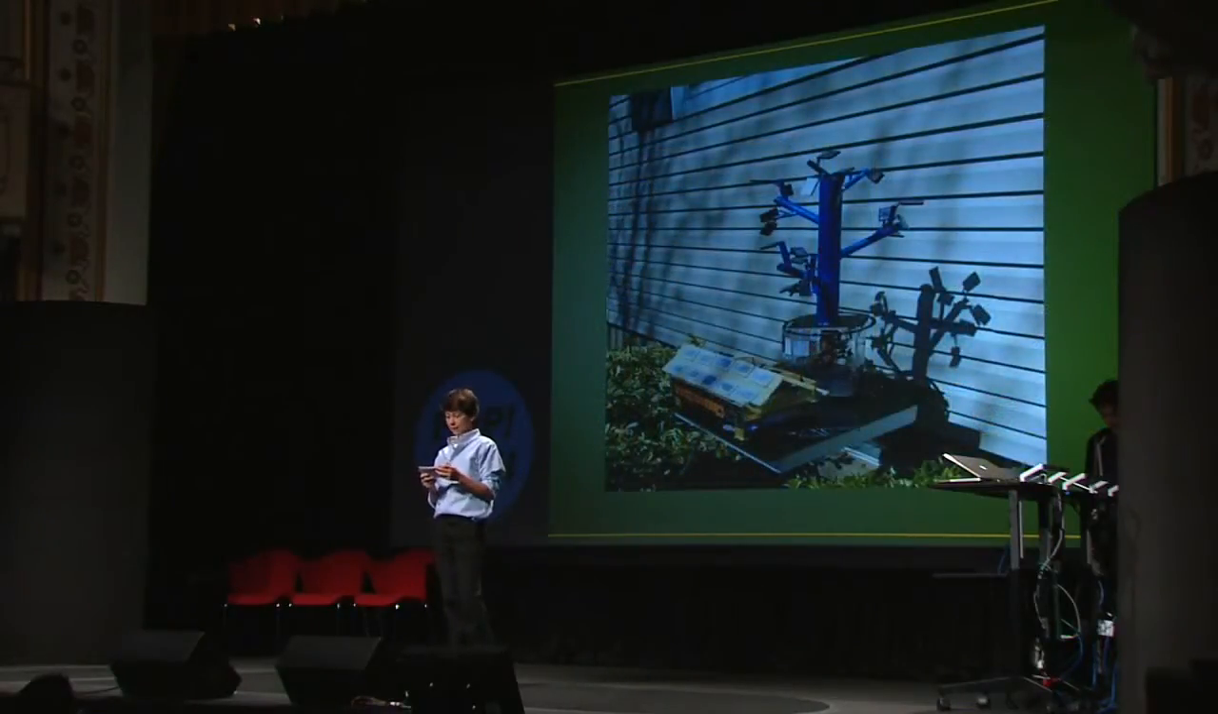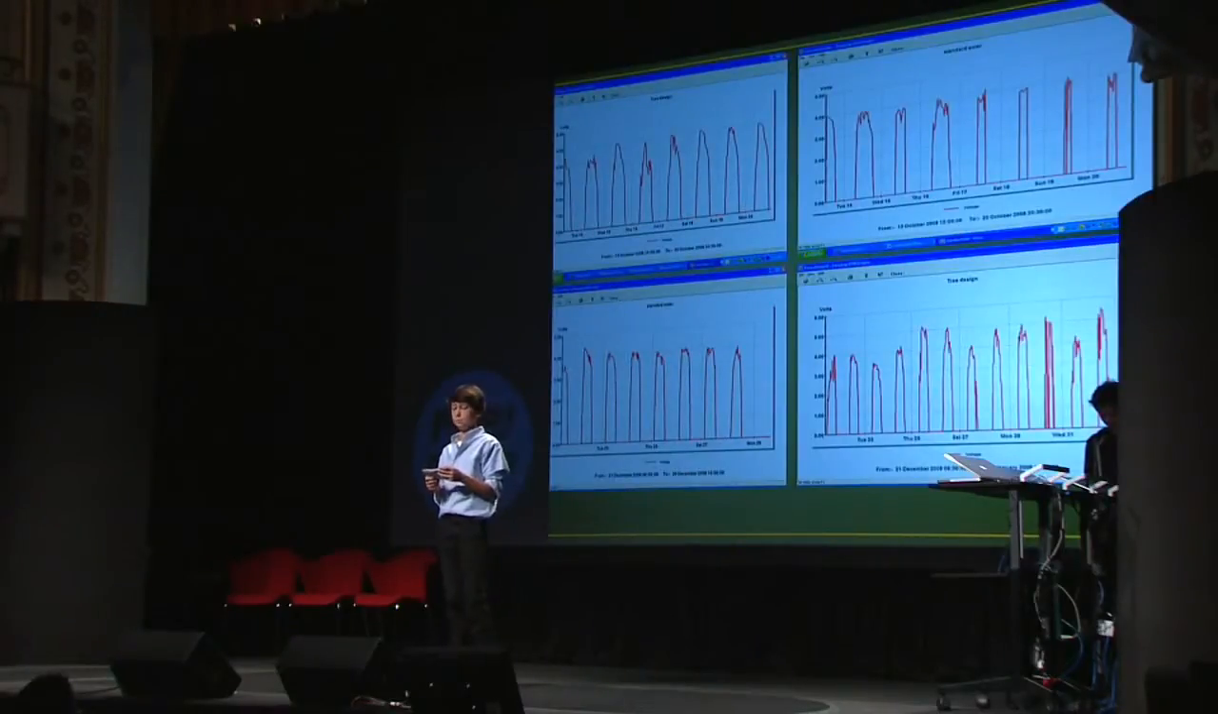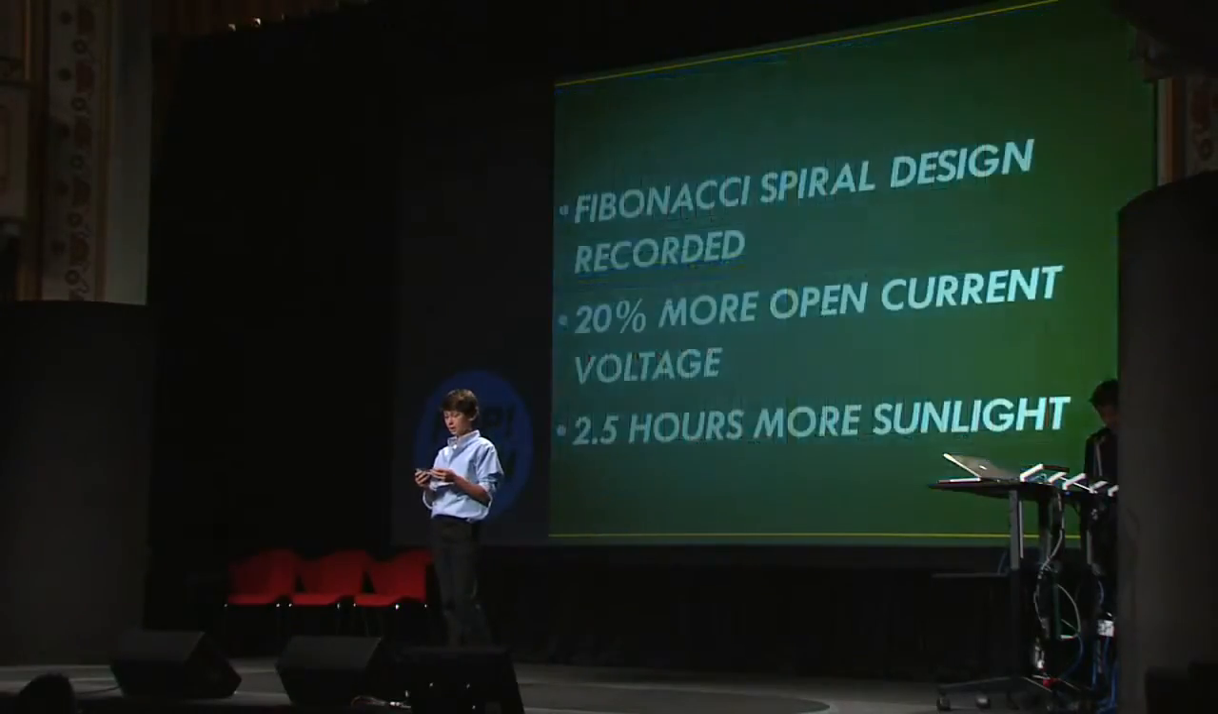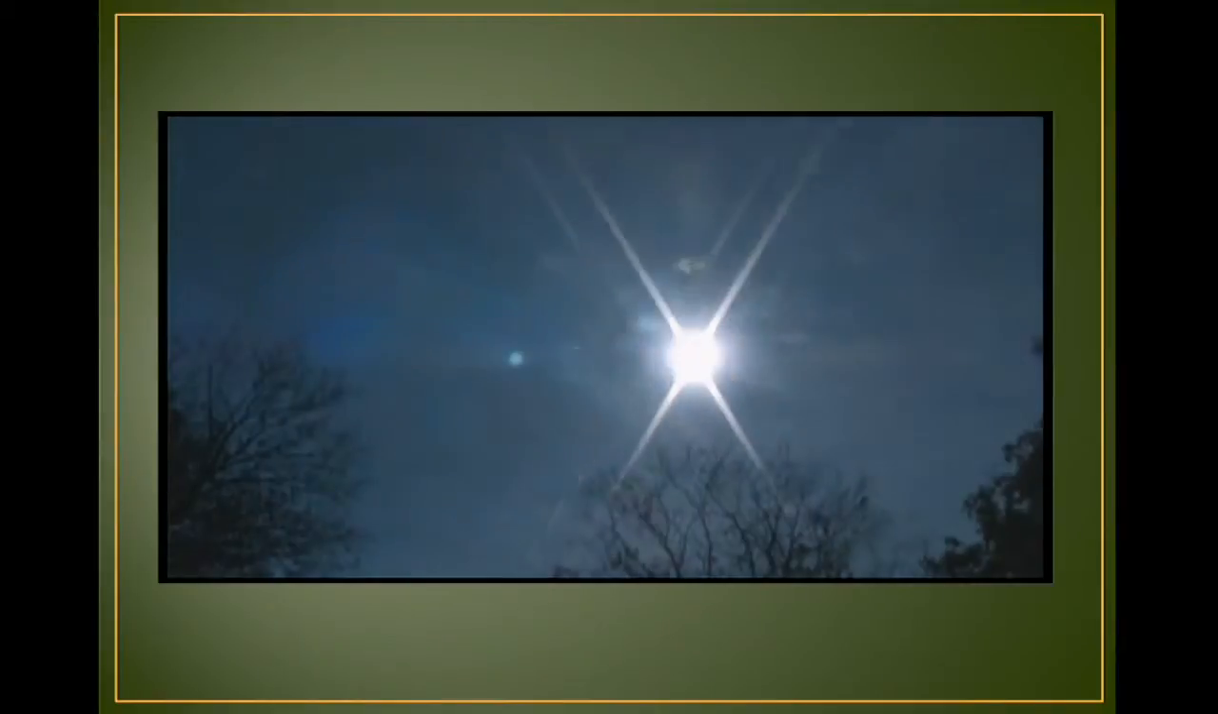The Fibonacci design recorded 20% more open circuit voltage and collected up to 2.5 more hours of sunlight during the day than the flat panel design. But the most interesting results were in December, at the winter solstice, when the sun was at a low point in the sky. The Fibonacci design collected sunlight up to 50% longer over the day. I discovered the Fibonacci pattern can allow a tree to track the sun better as it moves through the sky.